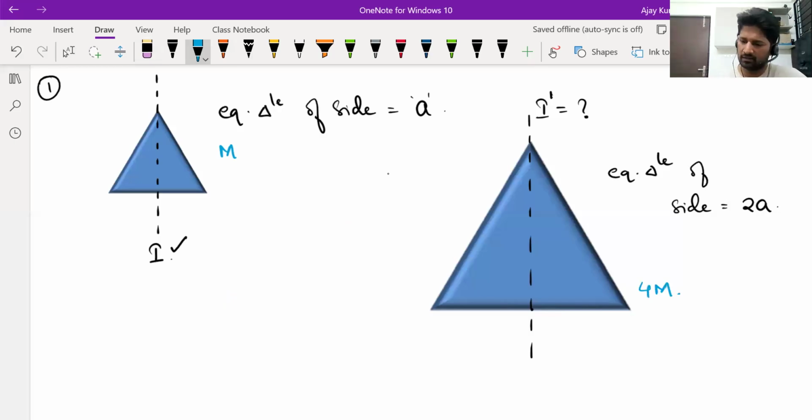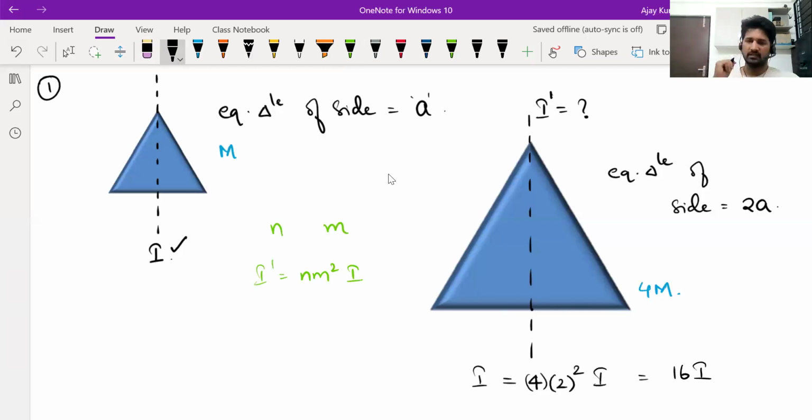So now see what happened. The mass gets multiplied with 4 and the distances get multiplied with 2. Now if mass gets multiplied with n and distances get multiplied with m, then the moment of inertia gets multiplied with n m square. That's all. Therefore, the moment of inertia of this new triangle about the given axis is n m squared times I. N is the factor by which mass is multiplied. M is the factor by which distances are multiplied. So the answer is 16I for that triangle.